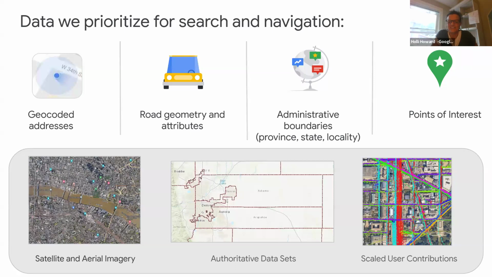We do take in many other feature types, but this is the bread and butter of the accuracy. The way that we get this data in, certainly satellite and aerial imagery, we're doing digitizing, machine learning, AI on this type of data. But certainly key to this is the authoritative data sets that are sent in, and then certainly in Waze and local guides, the scaled user contributions that we get. Next slide.